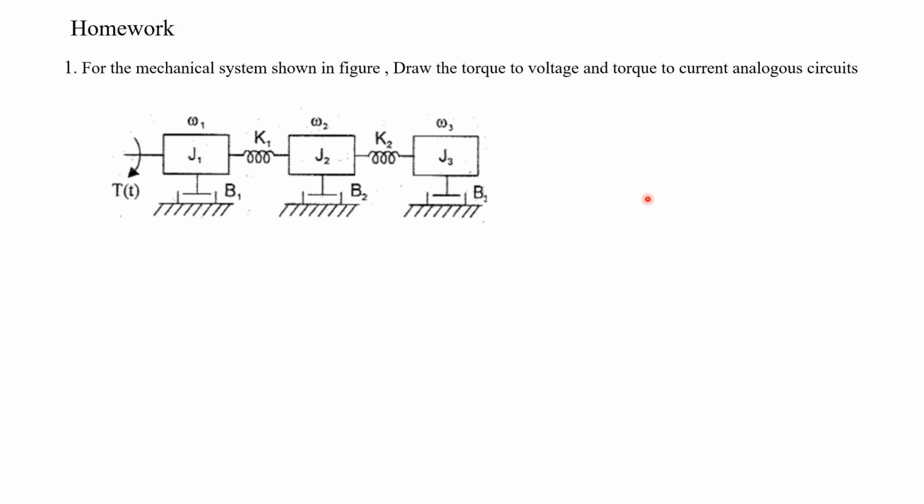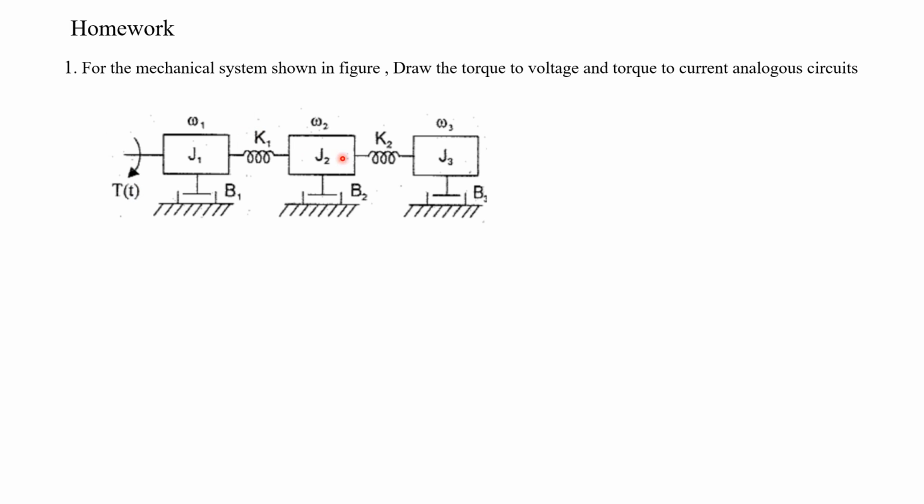Now this is the homework. Here one mechanical system is shown. You are asked to obtain the electrical analogous circuit using torque to voltage as well as torque to current. This is a mechanical rotational system because it uses J, B as well as K. The input is torque T(t), or simply we can write it as capital T.